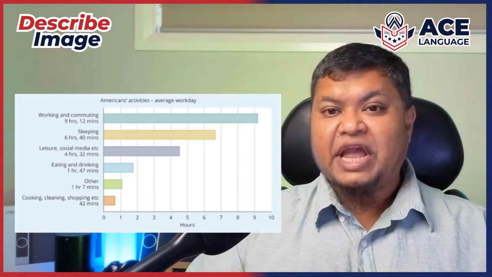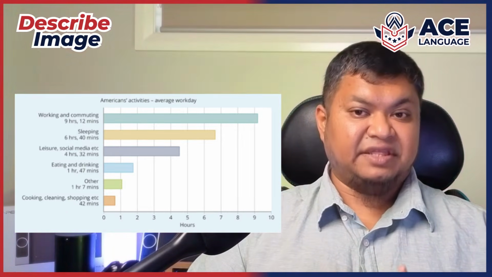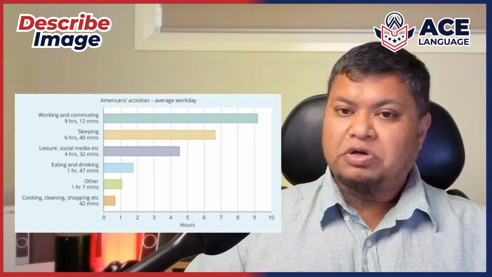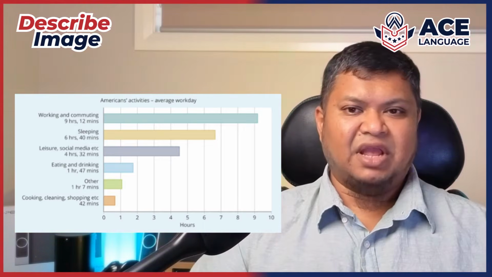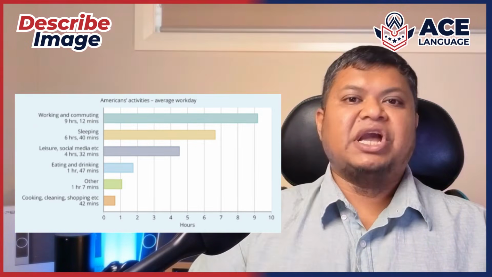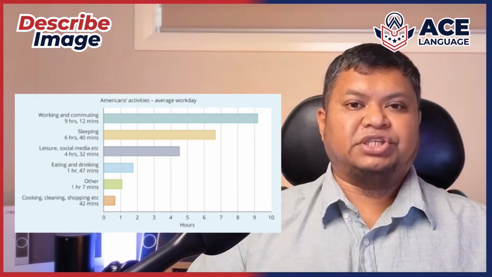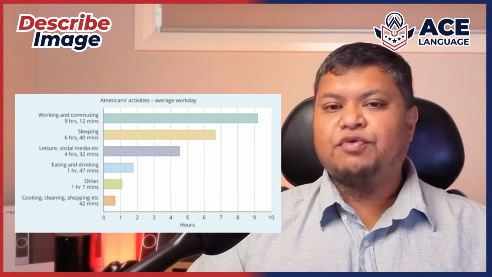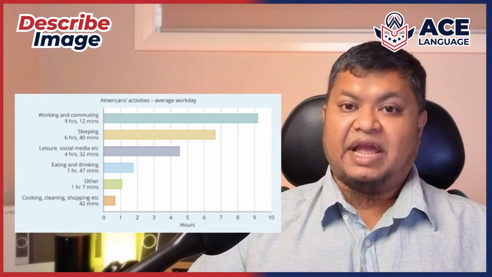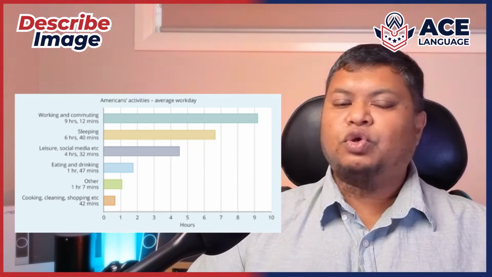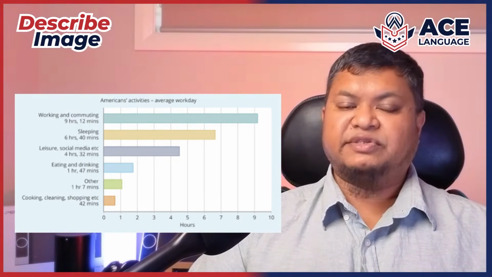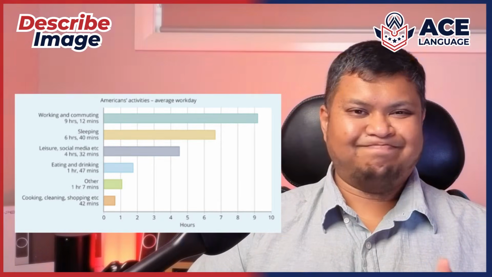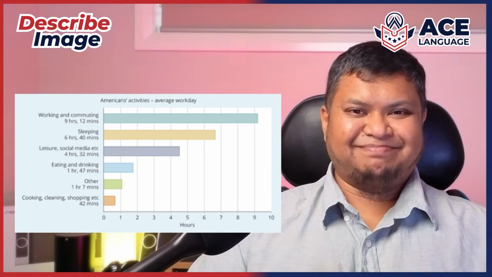I generally use any two pieces of information and simply state their number or quality or some other data point. I use any two data points and compare them. For example, in this image, I can say, in conclusion, it is clear that Americans engage in few other activities on their average workday, like sleeping and leisure, and social media, where they spend 6 hours 40 minutes and 4 hours 32 minutes, respectively. Simple, no complication. I hope I made myself quite clear.